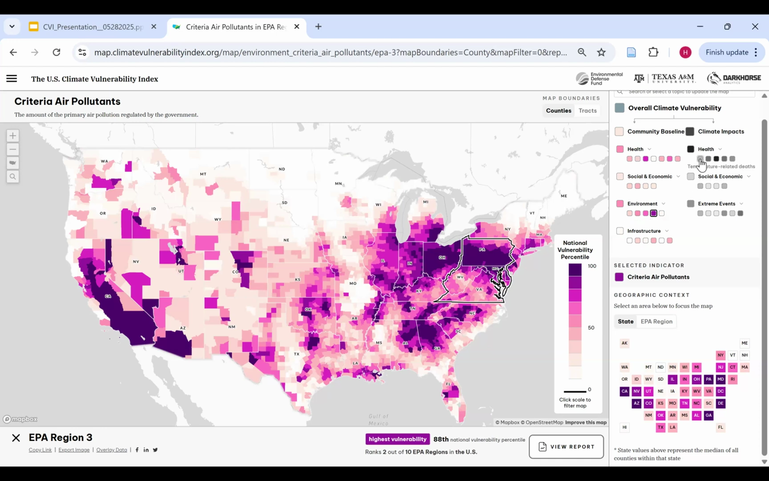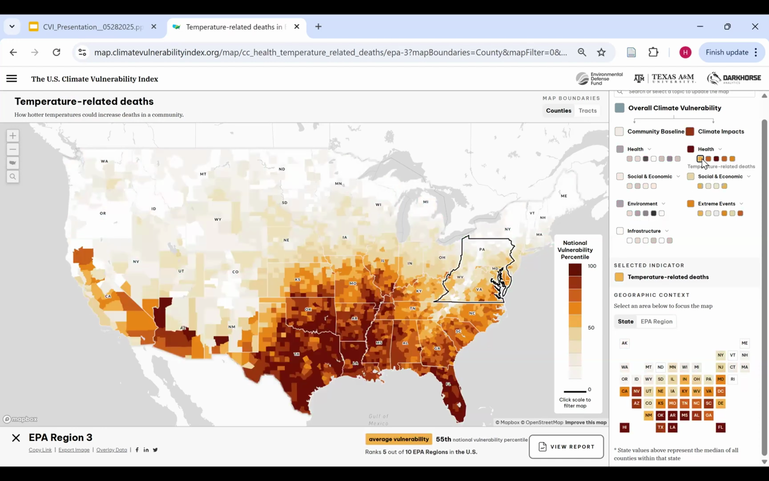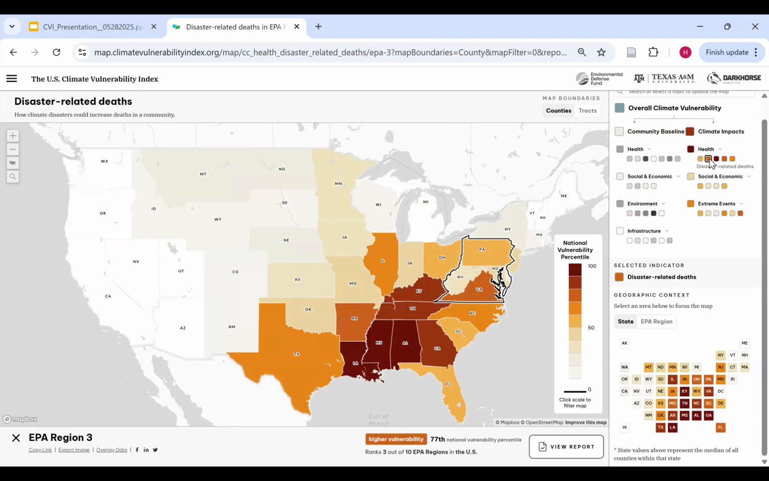You can also compare diseases. For example, this is temperature-related diseases, high in Texas area, South area, Florida. You can see also here by state, this shows you the state-related diseases by state. Alabama, Mississippi, and Louisiana have the highest.